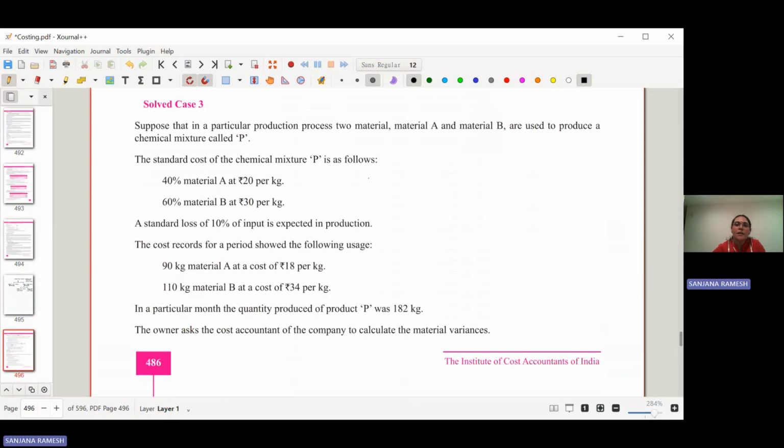Okay, so in this case, it is given that two materials are used, material A and B, in the ratio 40% and 60%, and 10% normal loss also happens. The standard price is given as 20 and 30, and the actual quantity used for material A is 90, and for material B it is 110. The actual price for material A is 18, and for material B the actual price is 34, and the actual quantity produced is 182. We have to calculate each of the material variances.